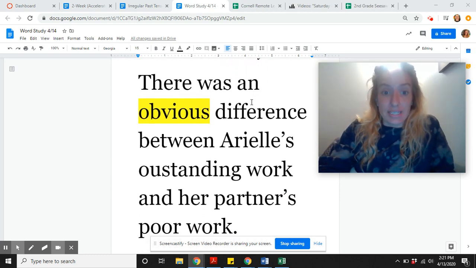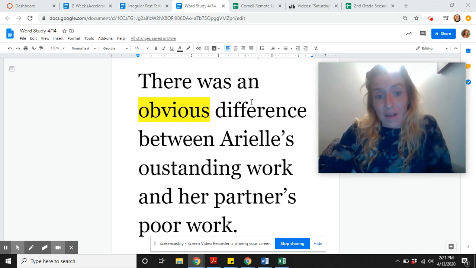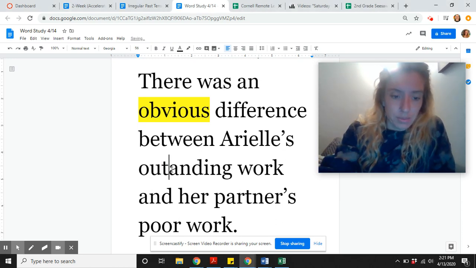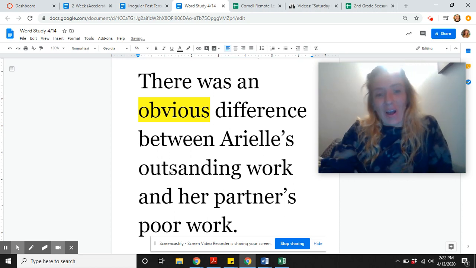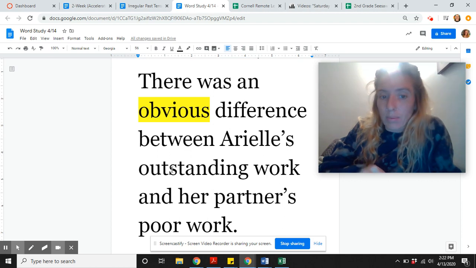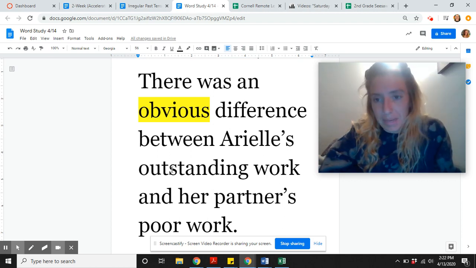There was an obvious difference between Arielle's outstanding work and her partner's poor work. See if you can figure it out based on that sentence.